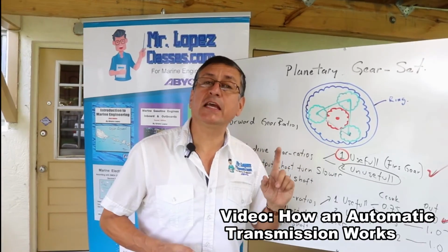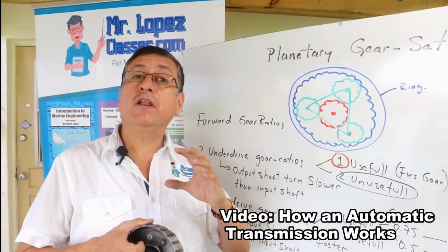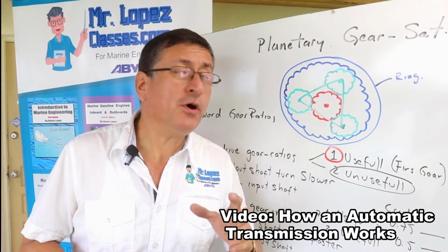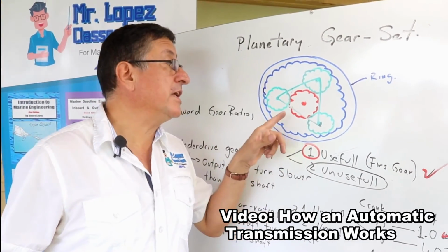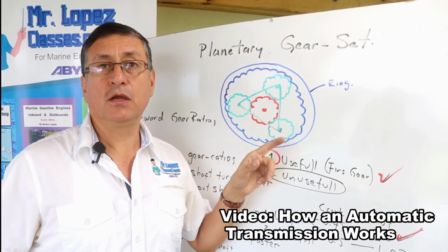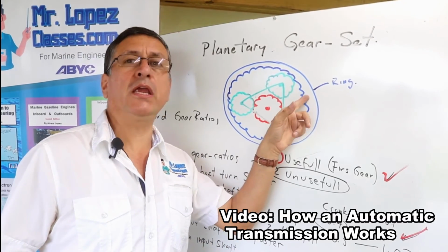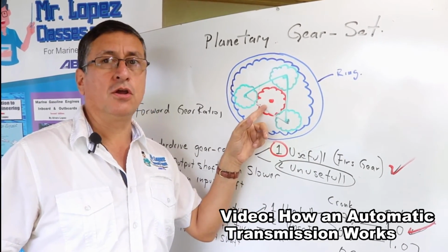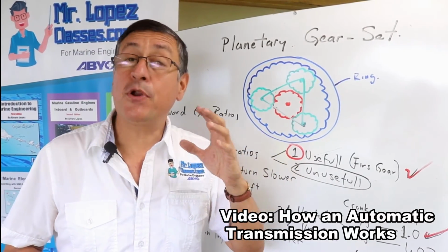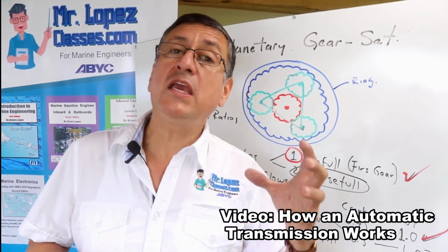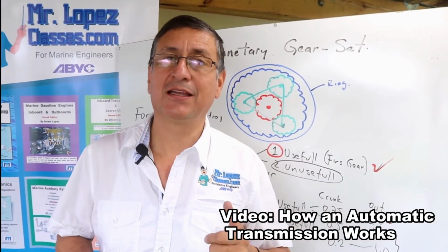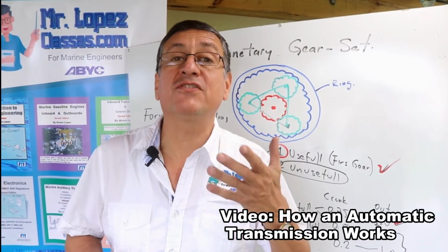Each set of planetary gears produces different gear ratios in forward and reverse. This is possible because you need to stop the sun and rotate the planet and the ring, or stop the ring and rotate the planet and the sun, or stop this and this, or stop all of that. The process to stop one gear with respect to the others is by means of the clutch pack or by means of the servo valve.